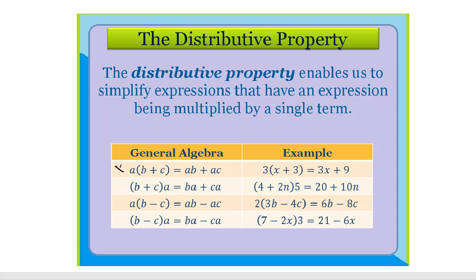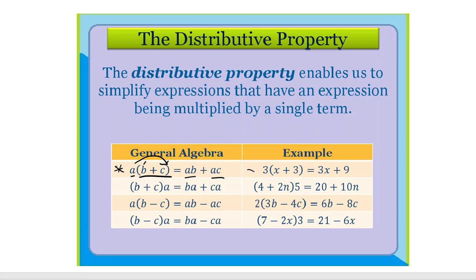You can see that right here we have an A that's right next to a parenthesis, and inside the parenthesis we have a B added to C. Remember, in math, anytime you have a number right next to a parenthesis, that is implied multiplication. So when we use the distributive property, we have to multiply both of the terms inside the parenthesis by what's out front. So A times B becomes AB, and A times C becomes AC.